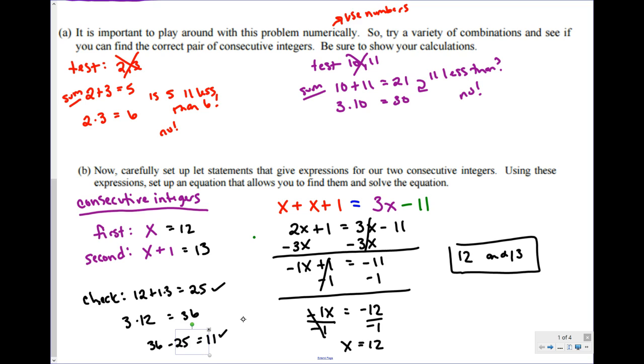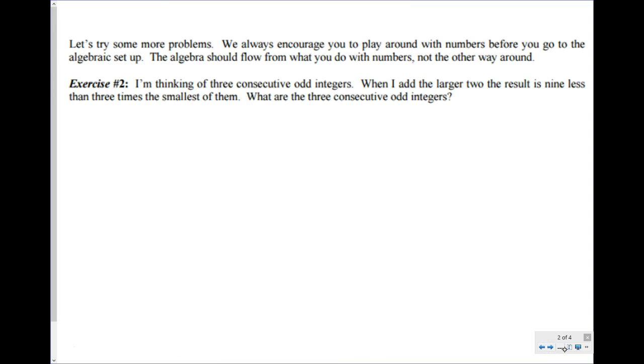Okay? So the key thing to remember is this right here. When you're defining your integers, the first is always x, the second is always x plus 1, the third would be x plus 2, and so forth. Okay? Let's take a look at exercise 2.